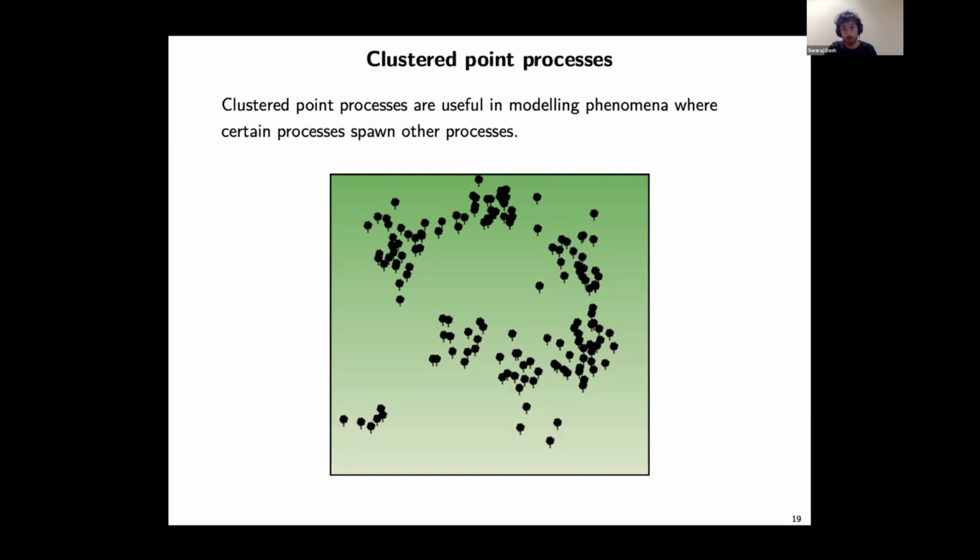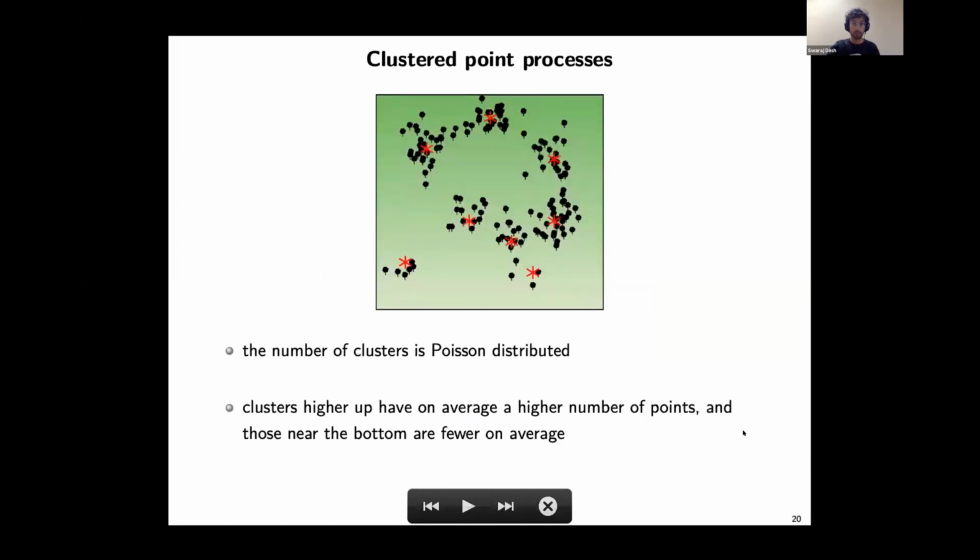We have a forest on the unit square where the soil towards the top is more fertile than the soil towards the bottom. And so let's say we start out by spreading some random number of seeds, and over time those seeds will become trees and spawn more trees around them. But obviously, since the ground is more fertile up here, you'll have more trees here than you will down here. So how can we model this as a clustered point process?